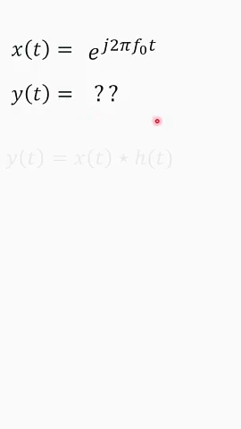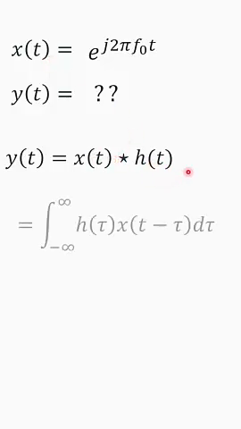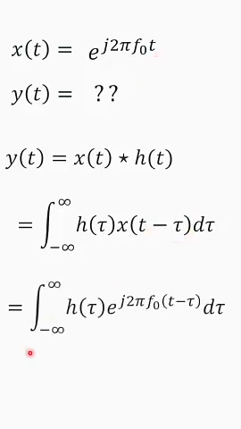y(t). Because it's an LTI system, the output can be written as the convolution of the input x(t) and the impulse response of the system h(t), and this in integral representation is given in this form, which is the integral from minus infinity to infinity of h(τ) x(t − τ) dτ. Now let us substitute this x(t) in this. Wherever there is t, we have to replace it with t − τ. So what do we get?